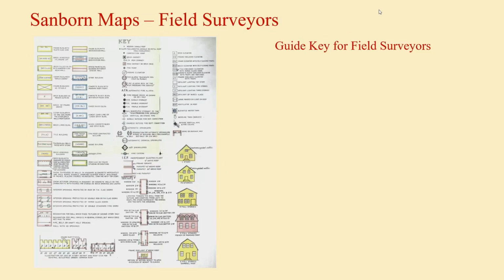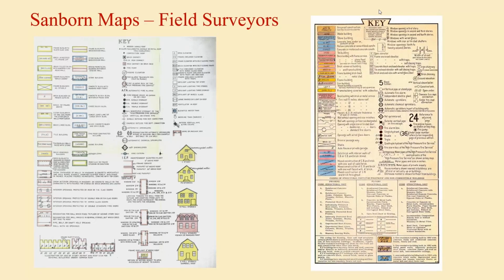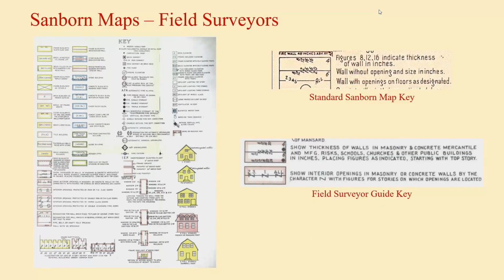They also provided, along with these diagrams, a key. At first glance, this looks like a typical Sanborn key, but this was prepared for those surveyors as a guide. If you look closer at it, here's a typical Sanborn key. And looking closer, comparing some of the things on these two keys, the standard Sanborn map key that you'll see on the published maps. For this diagram about the wall thicknesses, it says figures 8, 12, 16 indicate thickness of wall in inches. That is a description.